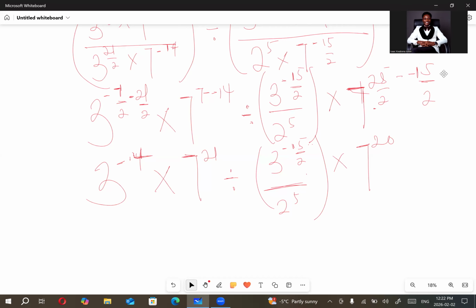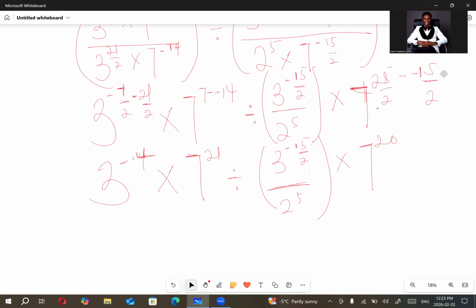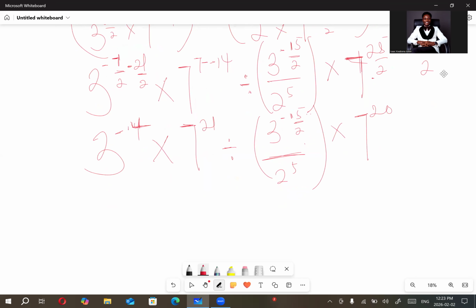At this point, note that when you are taking something, you take it with the sign in front. So let's do with the 7. I see it's common. I have 7 exponent 21, it will be plus 20. You get what I mean? Because they are multiplying. So 7 exponent 21 plus 20.